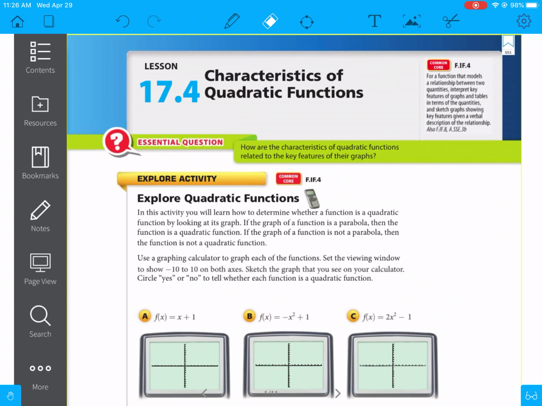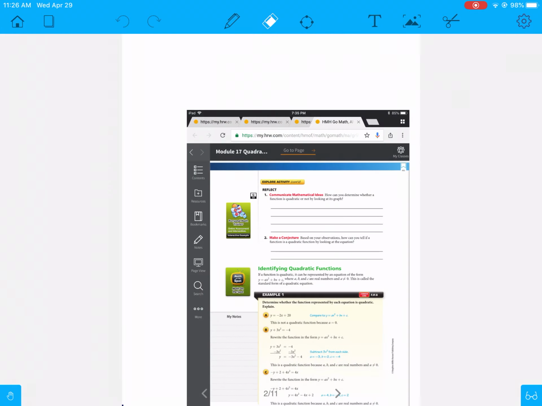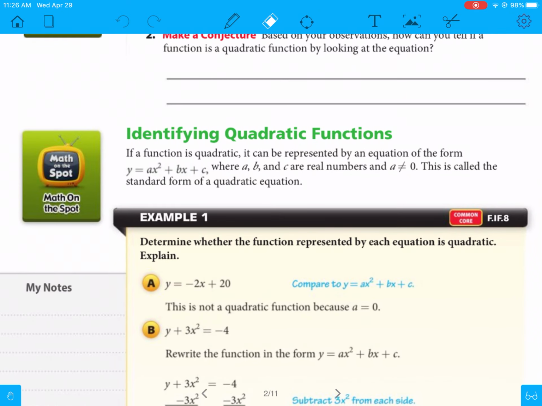Hello, so today we're going to be talking about Module 17.4, characteristics of a quadratic function. Remember, to be a quadratic function, your a cannot be 0. So what we're talking about is your y equals ax squared plus bx plus c, and your a cannot be 0. So it has to have something squared.